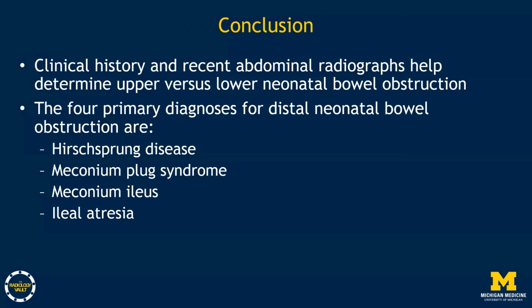In conclusion, it's the clinical history and recent abdominal radiographs that will help determine a high versus low or upper versus lower neonatal bowel obstruction. And today we talked about the neonatal distal or low bowel obstruction. The four primary diagnoses for the distal neonatal bowel obstruction are Hirschsprung disease, meconium plug syndrome or the small left colon syndrome, meconium ileus, and ileoatresia. Most of the time, it will be one of these diagnoses that you will be able to make by using the appropriate radiographs and contrast enema.